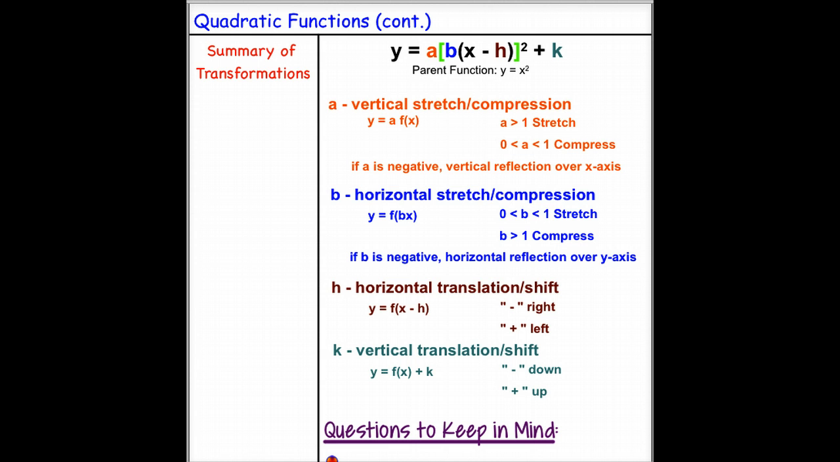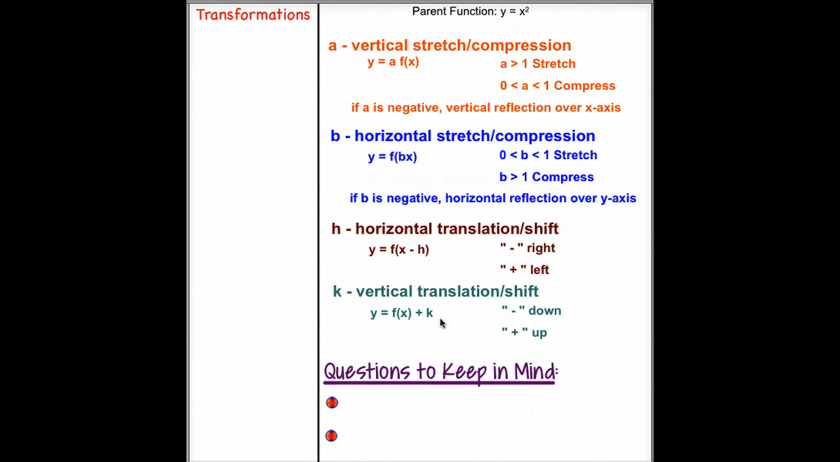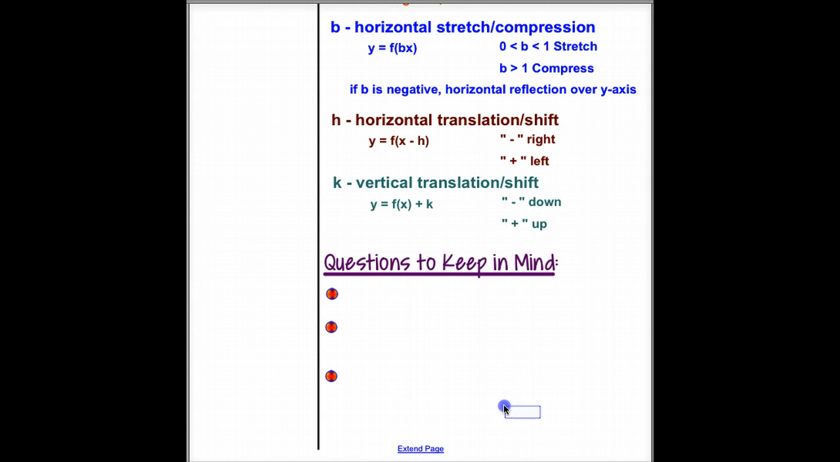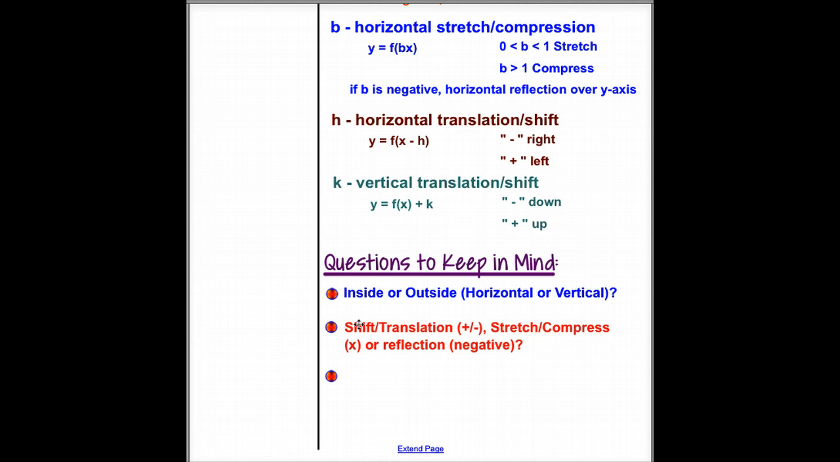Now, some questions to keep in mind for yourself as you go about doing these. And those are: is it inside or outside, which will determine whether it's horizontal or vertical? Is it a shift or translation, which would be adding or subtracting? A stretch or compression, which would be multiplying, or a reflection, which would be negative? And finally, making sure you tell me which way it is moving and how far.